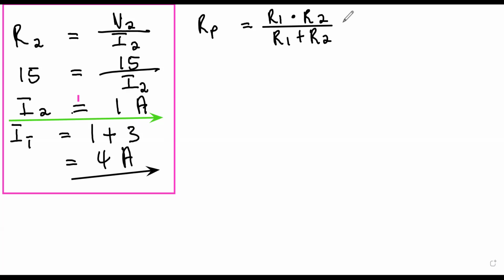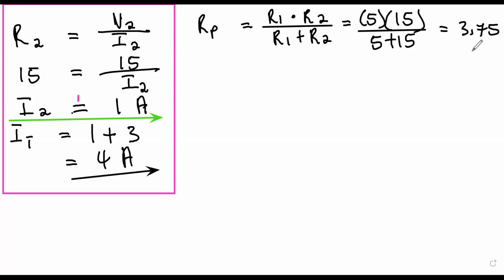And your R1, we know that it's, what is it anyway? It's the one that we calculated. I think we got it to be 5. Yeah, we did. And our R2 was 15, yes. And we divide this by R1 plus R2, like that. So now we have 5 times 15 divided by 5 plus 15. And we simply get 3.75 ohms.